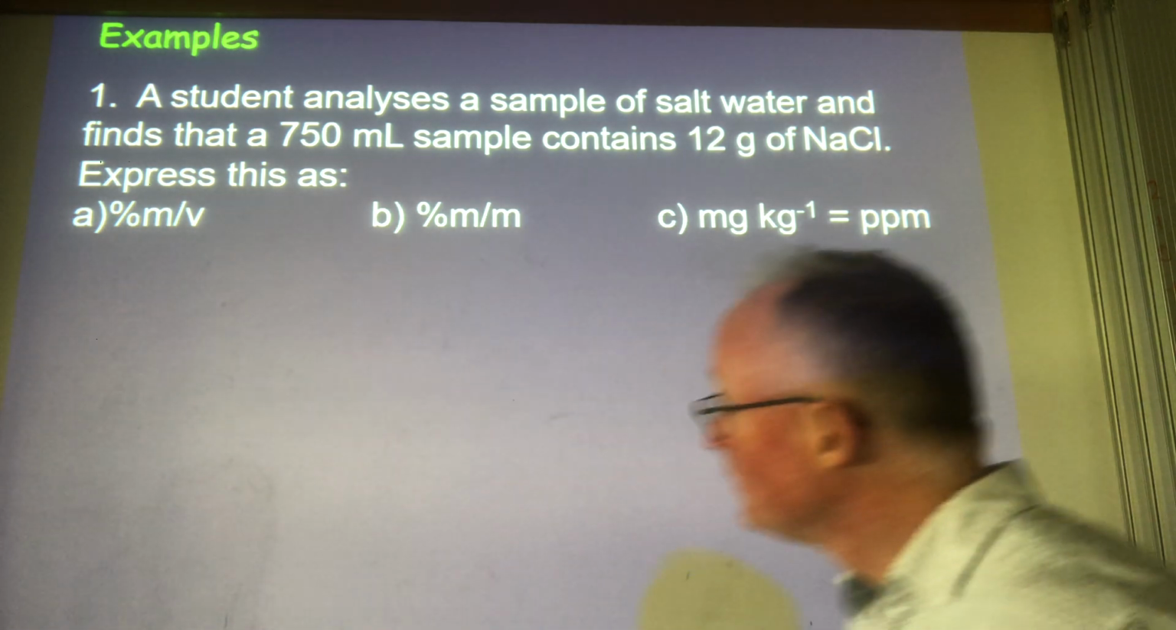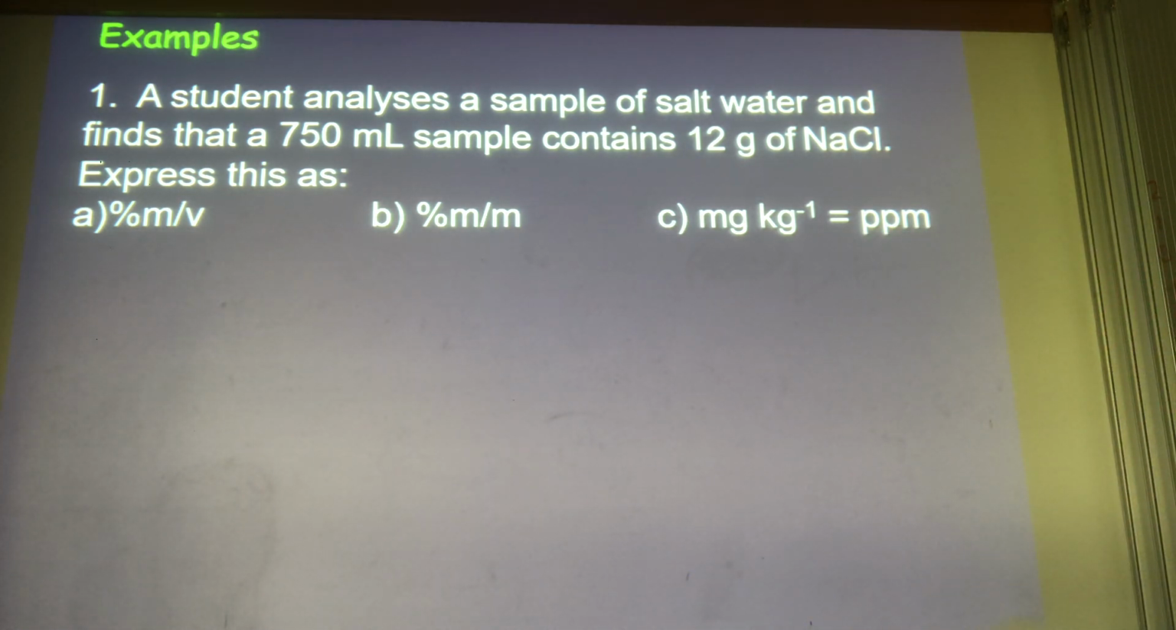Okay, now we're going to use quantities to work out concentrations. So we know we've got 12 grams of sodium chloride. That's the substance we're interested in. A version of that is always going to go on the top line. Then we've got a total amount of a sample. That's 750 mils of salt water. That's in various forms, that's going to go on the bottom line.